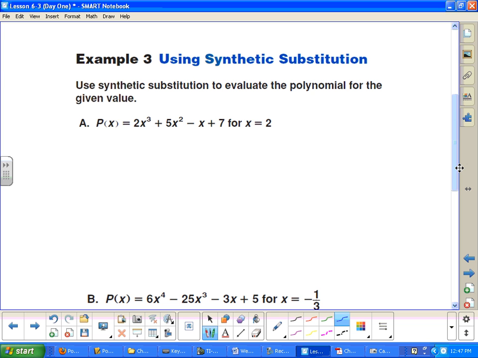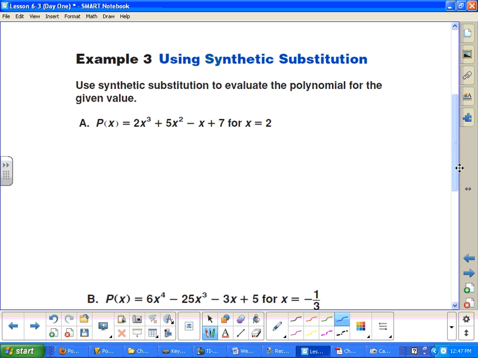So they say use synthetic substitution to evaluate the polynomial for the given value. In other words, if p of x equals 2x cubed plus 5x squared minus x plus 7, we want to know what does that equal when x is 2. So one way you've done that in the past is you would just take 2 and put it in for x and find the answer, right? Okay. So that's all we're doing here, okay?